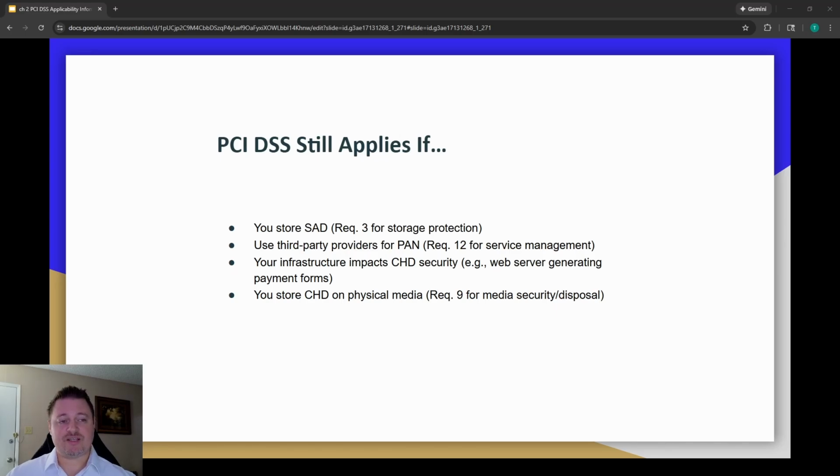Also, PCI DSS applies if you store the sensitive authentication data and/or you use third-party providers because you send them the primary account number. Your infrastructure impacts the cardholder data security. For example, if you have a form on your website and you take information, that falls under PCI DSS security. And if you store cardholder data on physical media, that's also covered by PCI DSS compliance. You must encrypt all data if stored and so on.